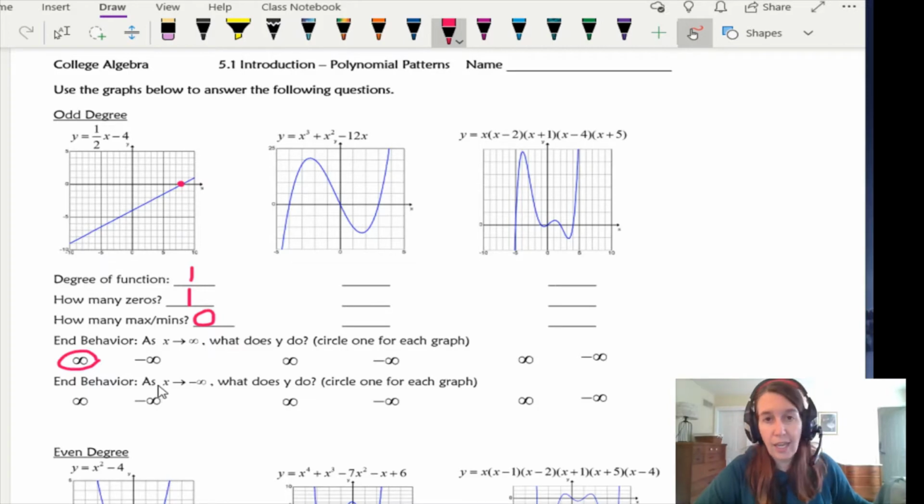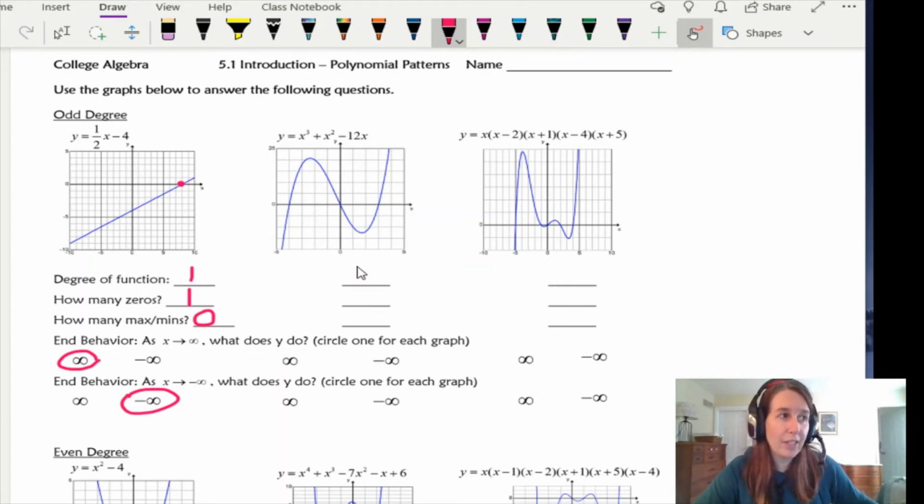And then as x approaches negative infinity, okay? So here's the graph. Negative infinity is like the biggest negative number, right? So you can see that the graph is going downwards, so the graph is heading to negative infinity, okay? We're going to do that for this one and this one as well.